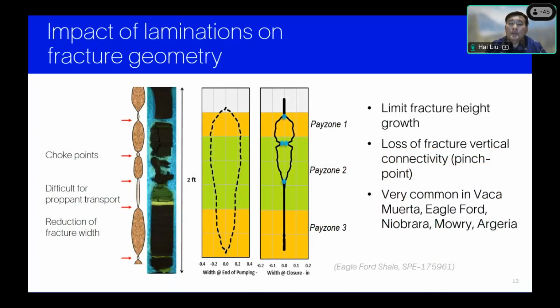Another important challenge is the impact of laminations. We all know that organic shales are laminated across all scales. Historically, these features are difficult to characterize using conventional logging and geomechanical workflows. But with the latest high-resolution measurements, we now better understand their influence on fracture propagation. And these laminated interfaces can arrest fracture height growth, as shown on this slide, and also can create pinch points and reduce vertical connectivity after the treatment. This has major implications for both stimulation effectiveness and fracture modeling accuracy as well.